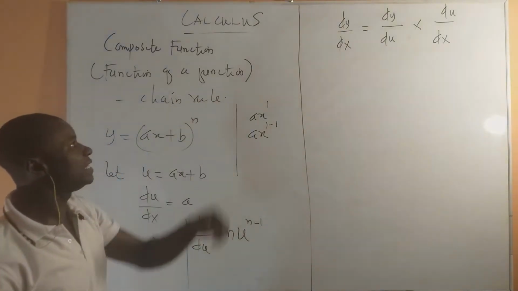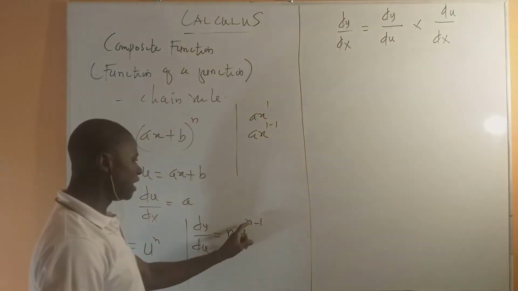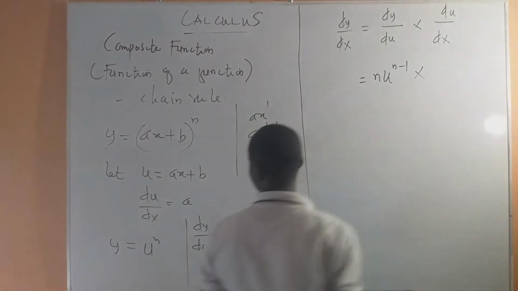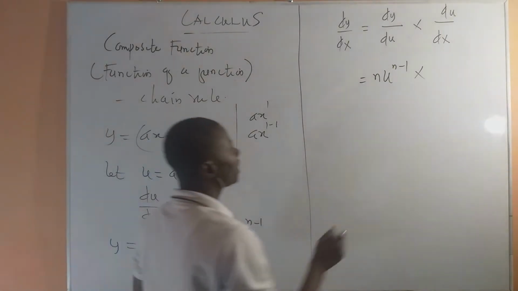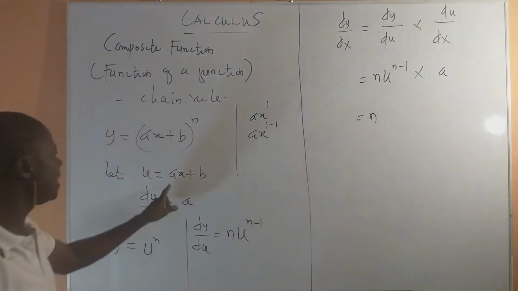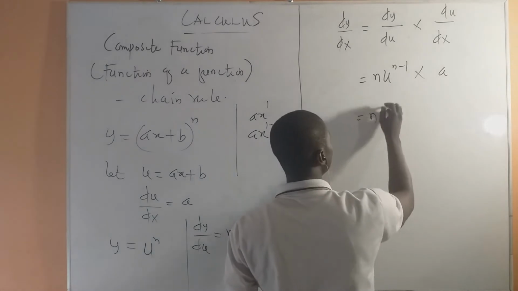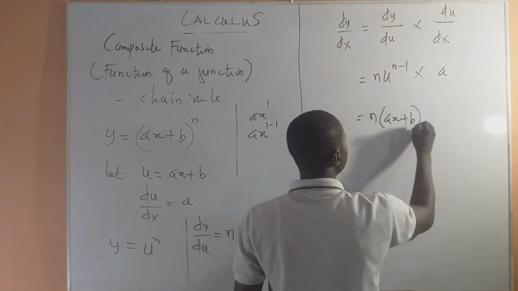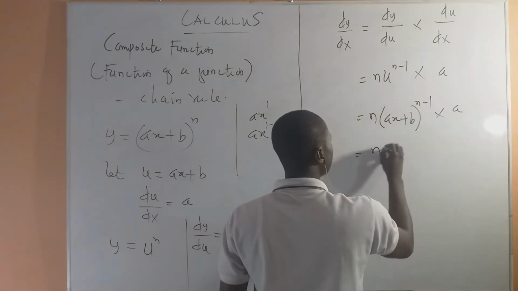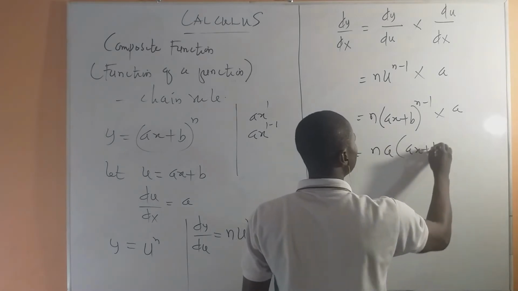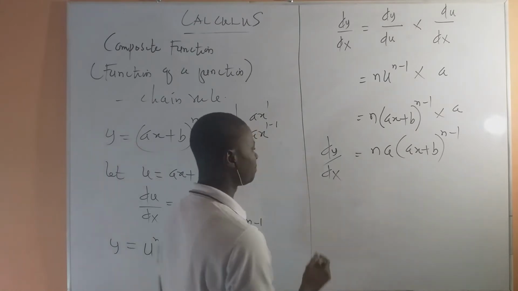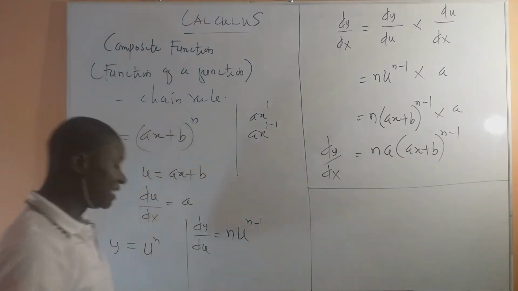Now dy/du is n u exponent n minus 1. So n u exponent n minus 1 times du/dx. du/dx is a. And so we have a. But don't forget that we have n. We said that u should be equal to ax plus b. So finally, wherever we see the u, we have ax plus b exponent n minus 1 times a. And n times a will give us na. Then we have (ax plus b) exponent n minus 1. This is going to be our dy/dx, and this is simple.